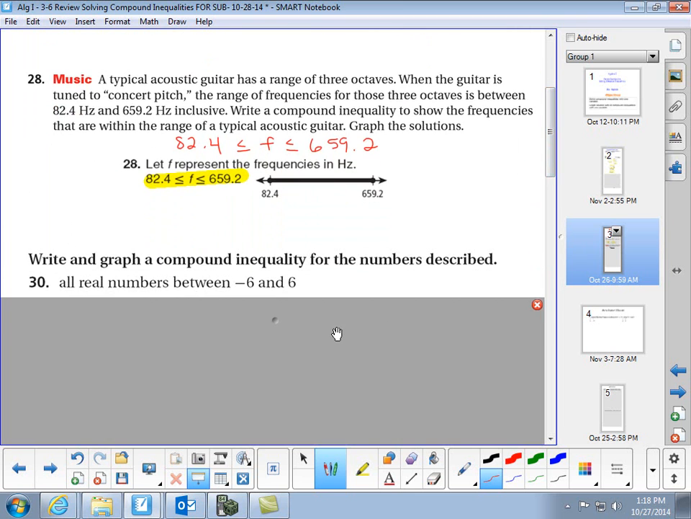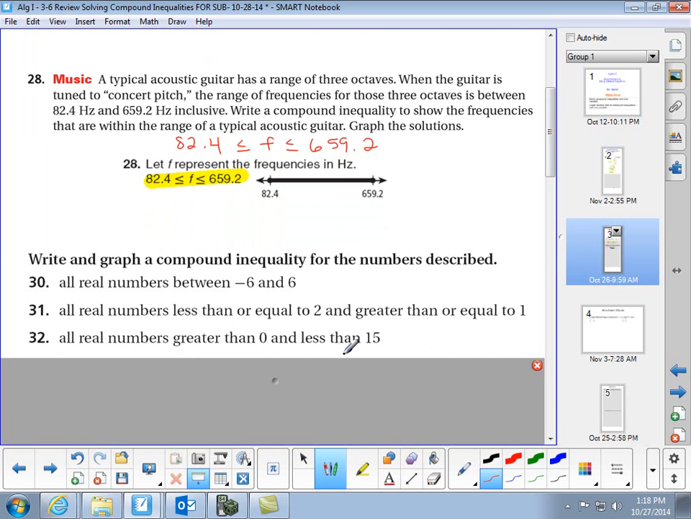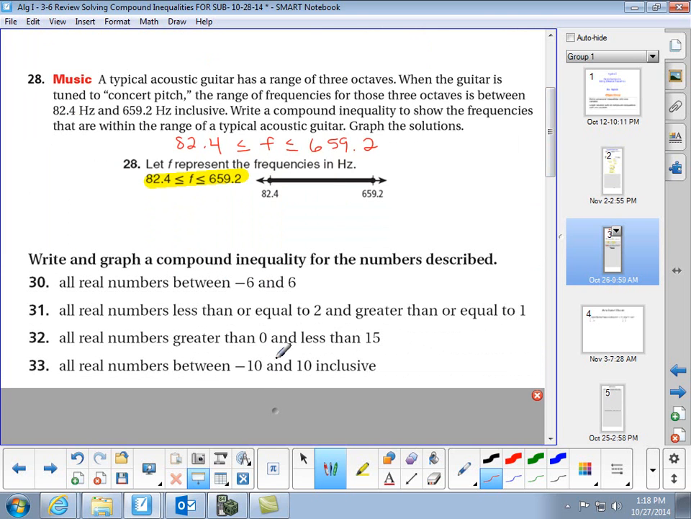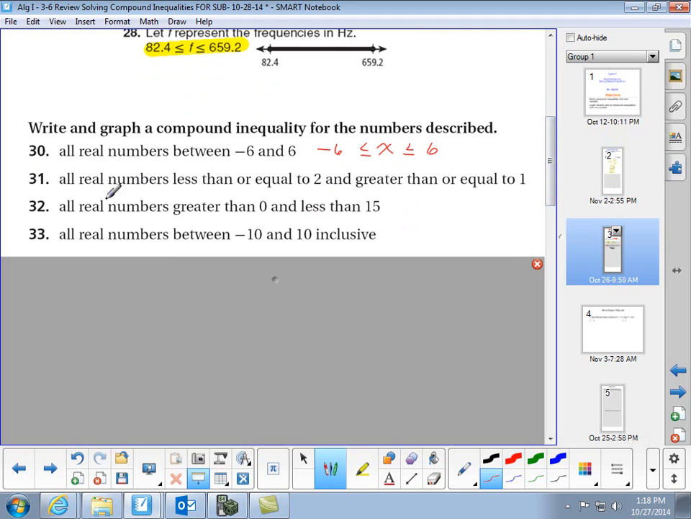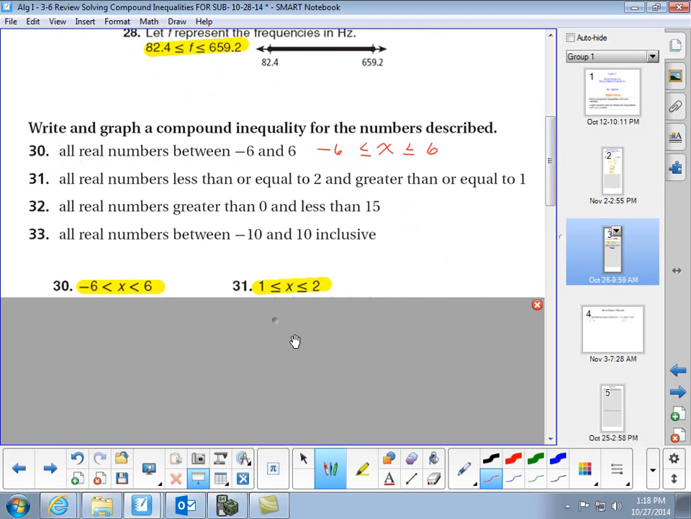Okay, write and graph an inequality that describes each of these. And it says all numbers between -6 and 6. So all of the numbers between -6 and 6. So includes 6, includes -6. I'll show you the graph of that one in a minute. 31 is all real numbers less than or equal to 2. So it has to be smaller than or equal to 2 and bigger than 1, greater than or equal to 1.